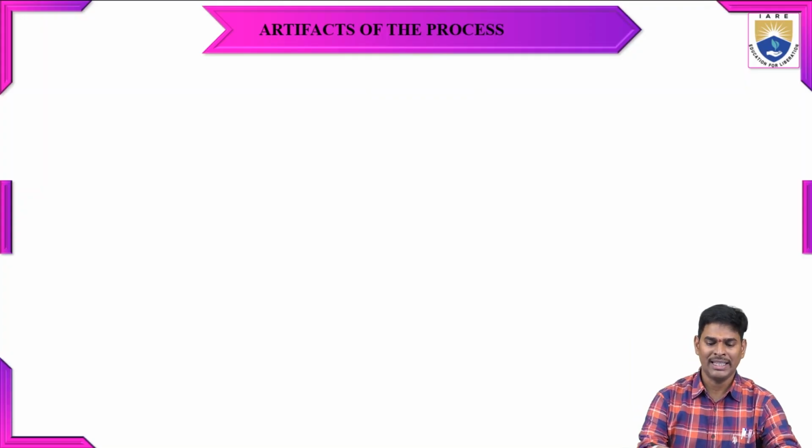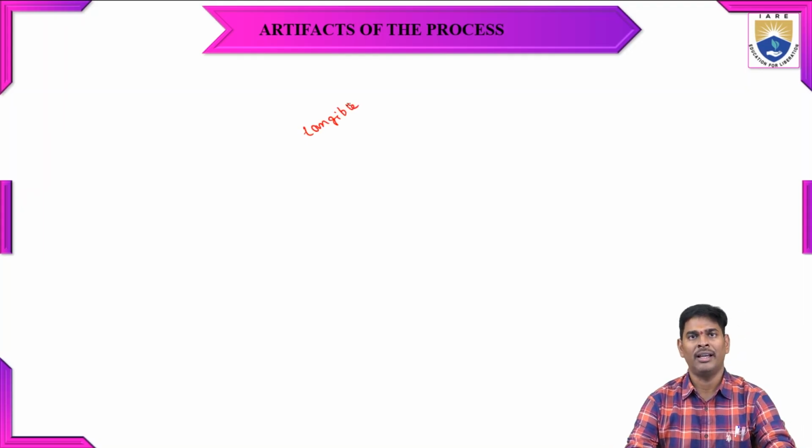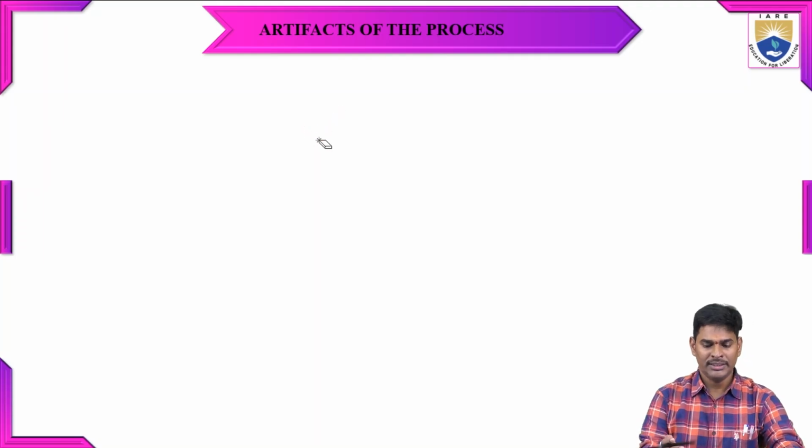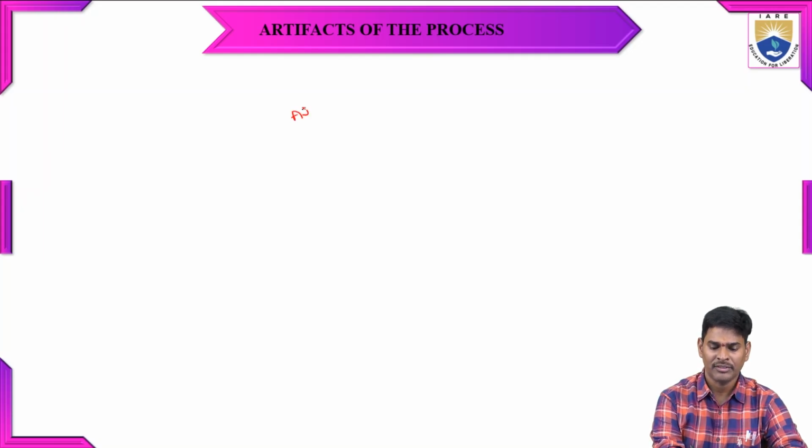We know that an artifact is tangible, in the sense that we can touch and feel it. These artifacts are mainly used to document the software project well. Yesterday we saw that the artifact set consists of 5 types. It is divided into 5 types.